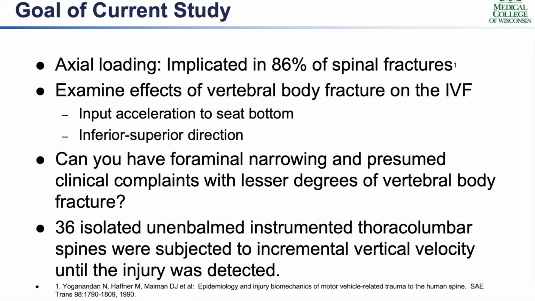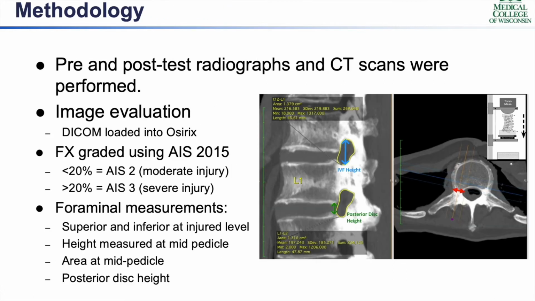The question then comes, can you have a foraminal narrowing and presume clinical compliance with a lesser degree of vertebral body fracture? To examine this, we used 36 unembalmed thoracolumbar spinal columns. Pre- and post-test X-ray and CT scans were captured.